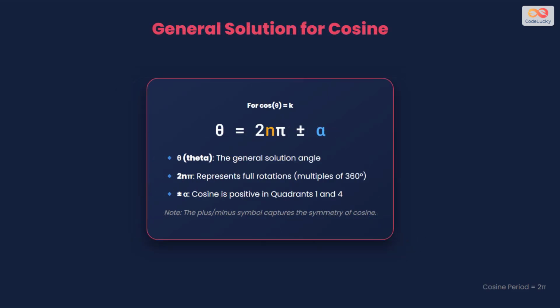Next is the cosine function. Its formula is slightly different but very symmetrical. Theta equals 2 times n times pi plus or minus alpha. The 2n pi part represents full rotations of 360 degrees, bringing you back to the start. The plus or minus accounts for the fact that cosine is positive in both the first and fourth quadrants, effectively mirroring the angle up and down.